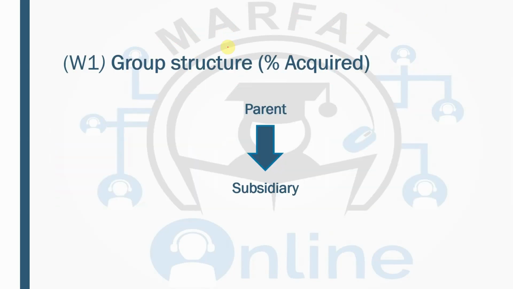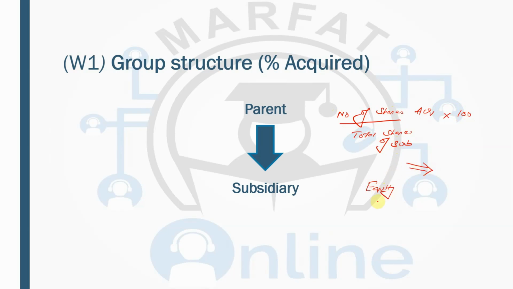Now, if you remember all the previous concepts which we have discussed, the workings are going to be quite easier for you. So we are starting with working number 1, which is the group structure: what percentage the parent company has acquired in the subsidiary. Normally this is given in the question, but if the question is silent and there is no percentage written there, you can simply calculate it. Number of shares acquired divided by total shares of subsidiary, multiplied by 100.